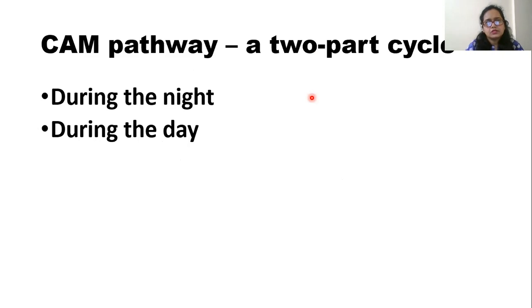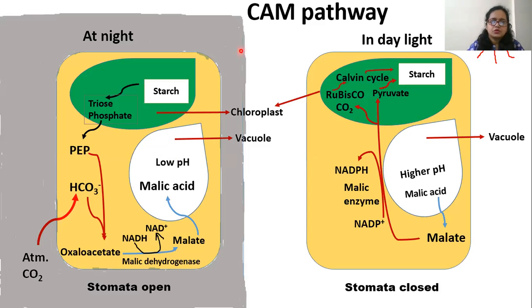So the CAM pathway is a two-part cycle, during the day and during the night time. Here the division of the CAM pathway is shown during the night and during the daylight. So during the night time, what happens?